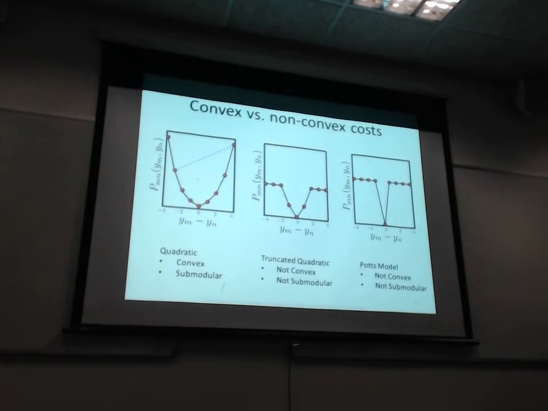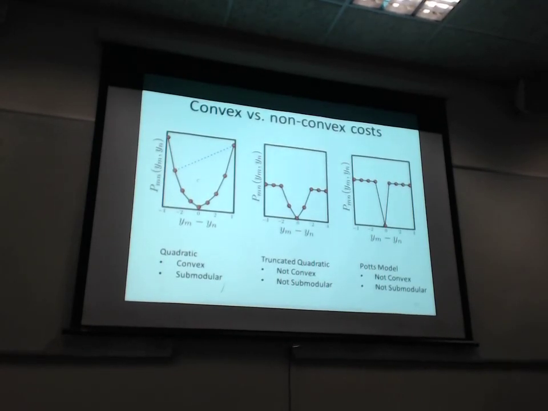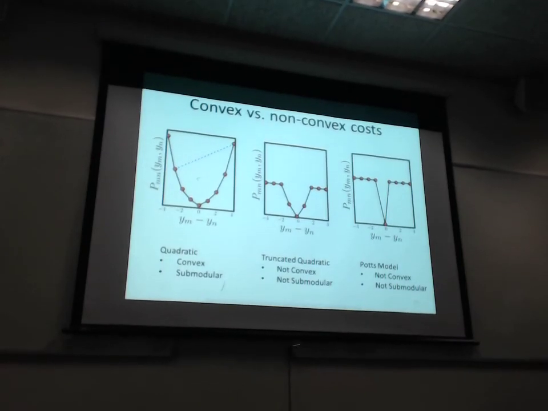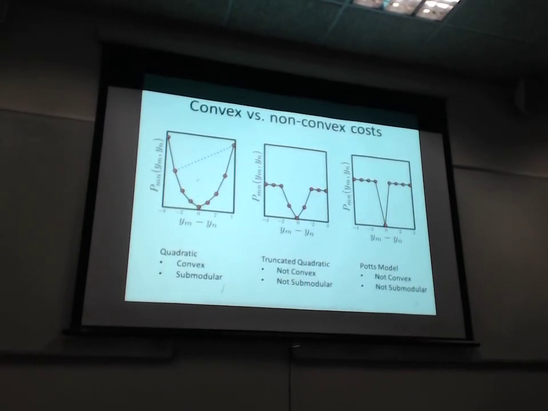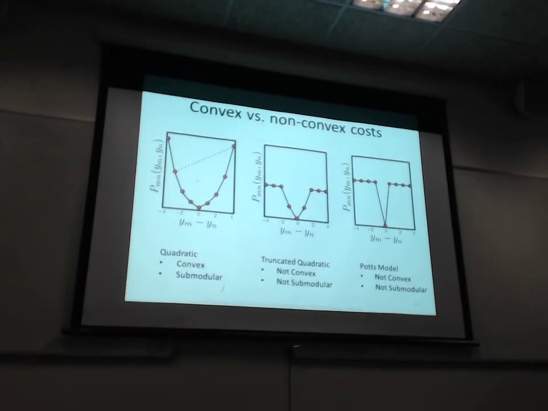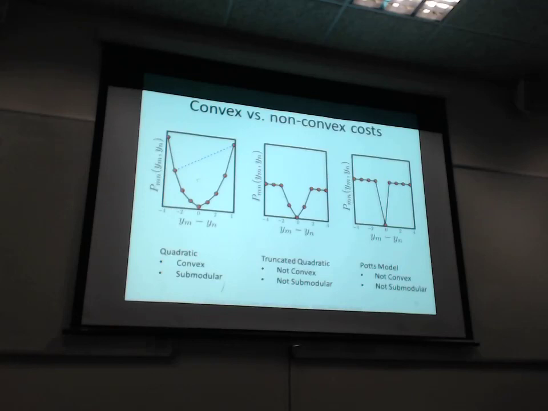Yes? So convexity guarantees submodularity. Convexity guarantees submodularity. The other way around? No. Does submodularity guarantee convexity? I don't know. I don't think so.